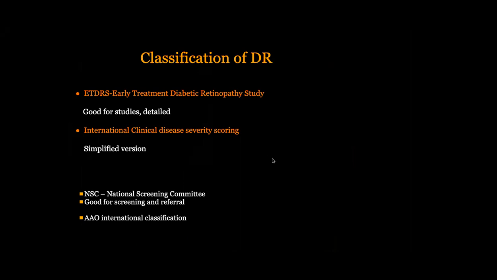So for classification, there are a lot of classifications. The most common is ETDRS, or Early Treatment Diabetic Retinopathy Study, which is mainly used for research purposes. It's a detailed one. The one commonly used in clinics is the International Clinical Disease Severity Scale, which is a simplified version. The other two classifications are the National Screening Committee classification, which is used to screen patients from photographs and is used in the United Kingdom, and the American Academy of Ophthalmology International Classification.